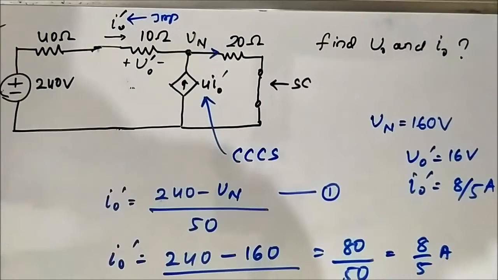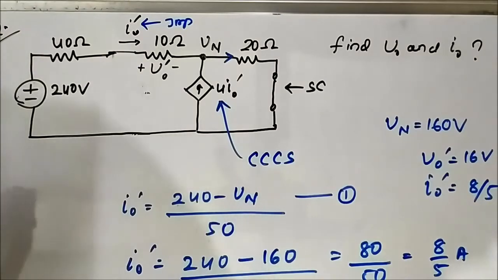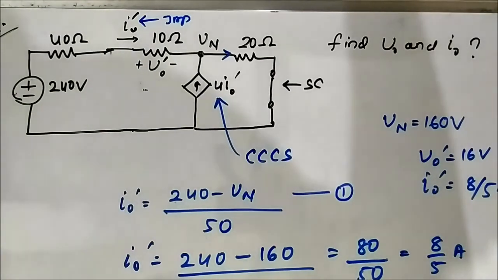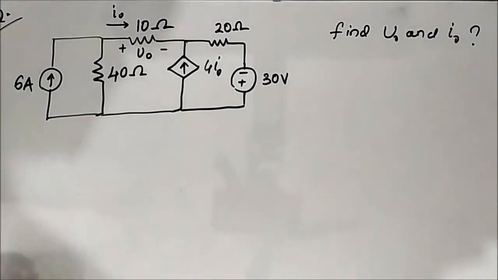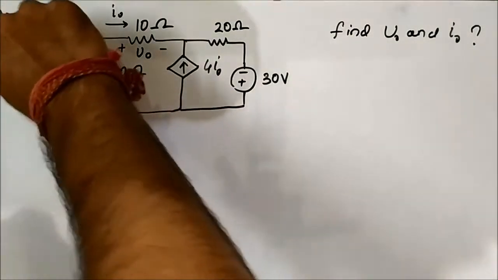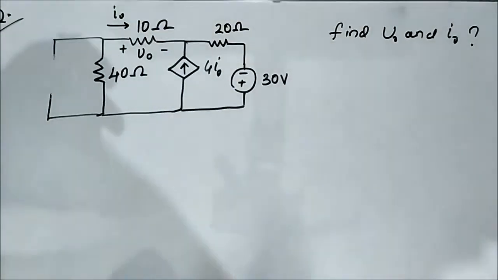Okay, step 1 considering the 6 ampere independent current source. Now we will open circuit the 6 ampere current source and consider the 30 volt voltage source. Okay, so let us do that. So this is the next step in which we will consider the 30 volt voltage source and neglect the 6 ampere current source. So how to neglect it? Simply open circuiting it.